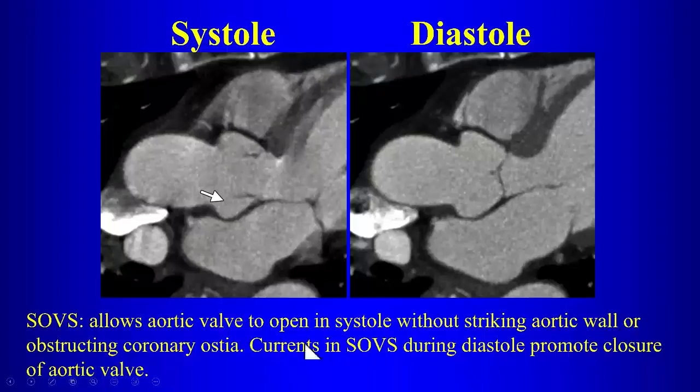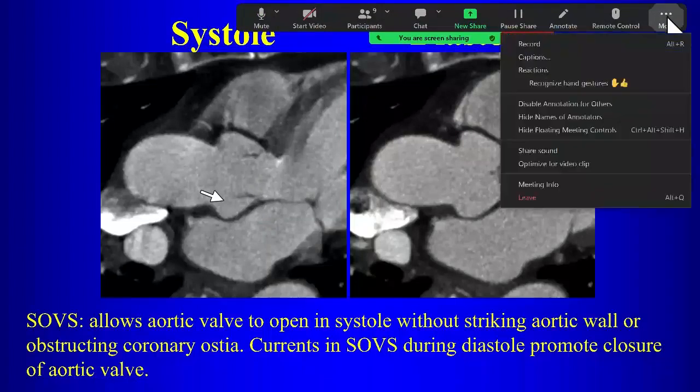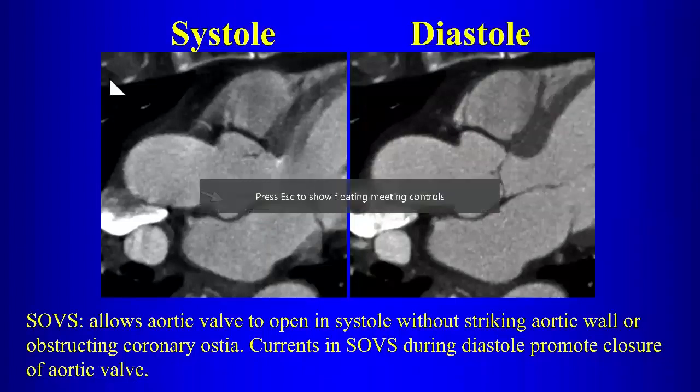So they allow the aortic valve to open in systole without striking the aortic wall. Here you can see the aortic valve in systole. It allows some space in the aorta so it doesn't damage the aortic wall or obstruct the coronary sinuses. And it's also said that the flow currents within the sinuses of Valsalva during diastole promote closure of the aortic valve. So that seems to be the function of the sinuses of Valsalva. Okay?